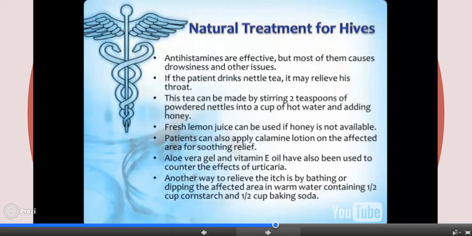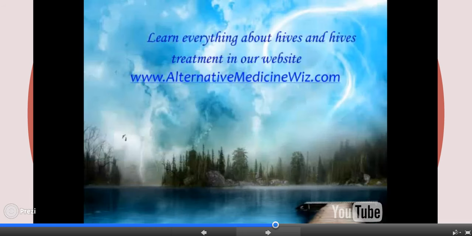Some of the natural treatments for hives are these. Though antihistamines are effective, most of them cause drowsiness and other issues. If the patient drinks nettle tea, it may relieve his throat. This tea can be made by stirring 2 teaspoons of powdered nettles into a cup of hot water and adding honey. Fresh lemon juice can be used if honey is not available. Patients can also apply calamine lotion on the affected area for soothing relief. Aloe vera gel and vitamin D oil have also been used to counter the effects of urticaria. Another way to relieve the itch is by bathing or dipping the affected area in warm water containing 1/2 cup cornstarch and 1/2 cup baking soda.